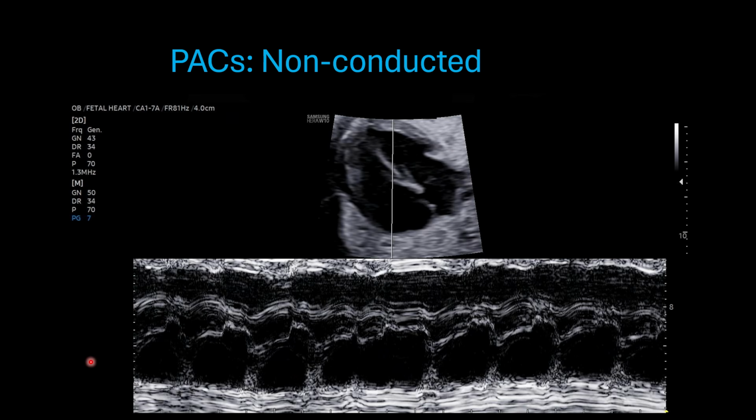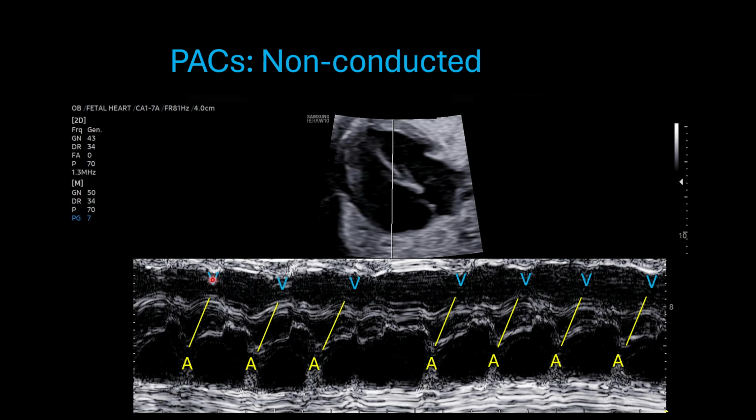So what happens when the premature atrial contraction is non-conducted? In this 4-chamber view, you see right atrium here at the bottom, left ventricular free wall here at the top. We see the A waves are nice and regular. Premature atrial contraction occurs here.